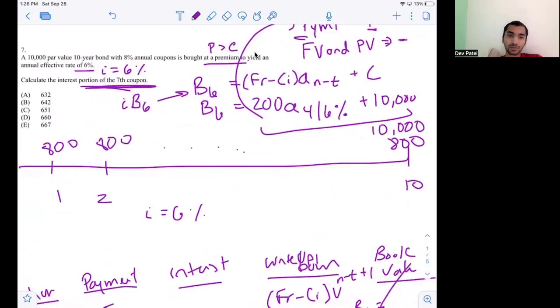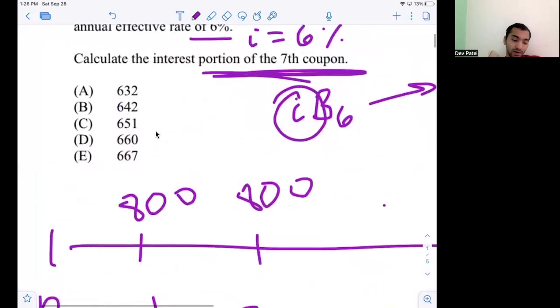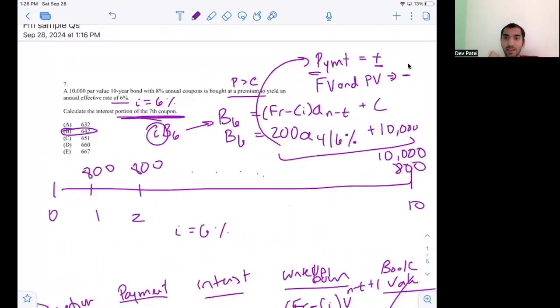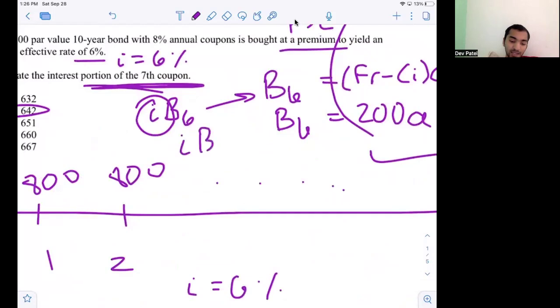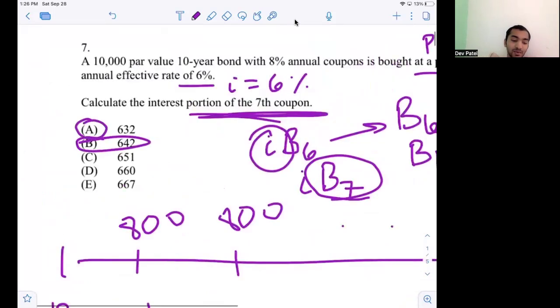After you get B6, just multiply this by the interest rate, which is 0.06, and you will get around 642 to be the answer. Now, one of the things that you can actually trip up on here is you may think it's i times B7, and you may actually get the book value for 7, and then multiply that by 0.06, which is actually an answer choice, and that's actually A. So you really want to pay attention to the detailed wording of the question.